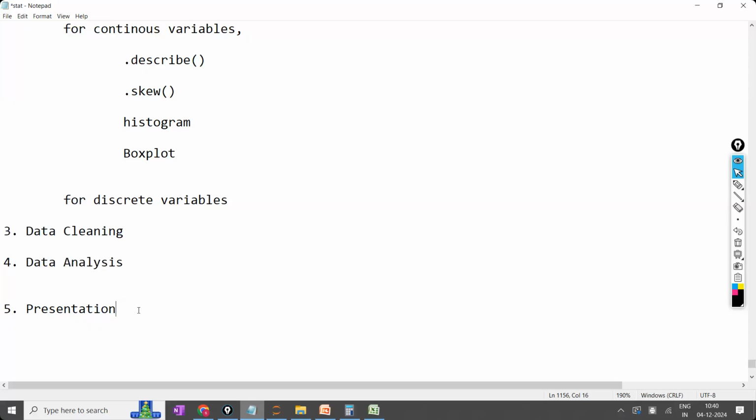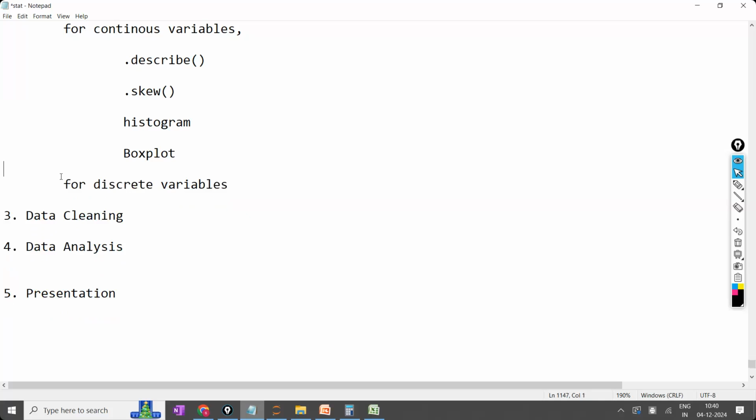Why are we learning Python? In Python we understand the basic things. When we want to present to others, the diagram should look very good. When we are doing it ourselves, whether in Python or wherever it is, that is not a problem. When we show it to others, it has to look very good. For discrete variables, we check the unique values and value counts. And data cleaning, I have already told you, where you have the wrong data type, all these things. This is the order.